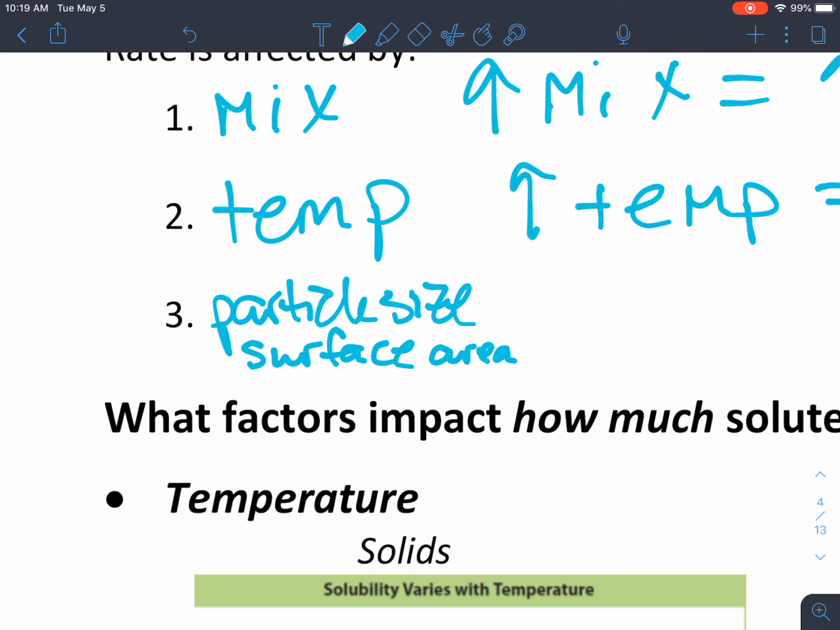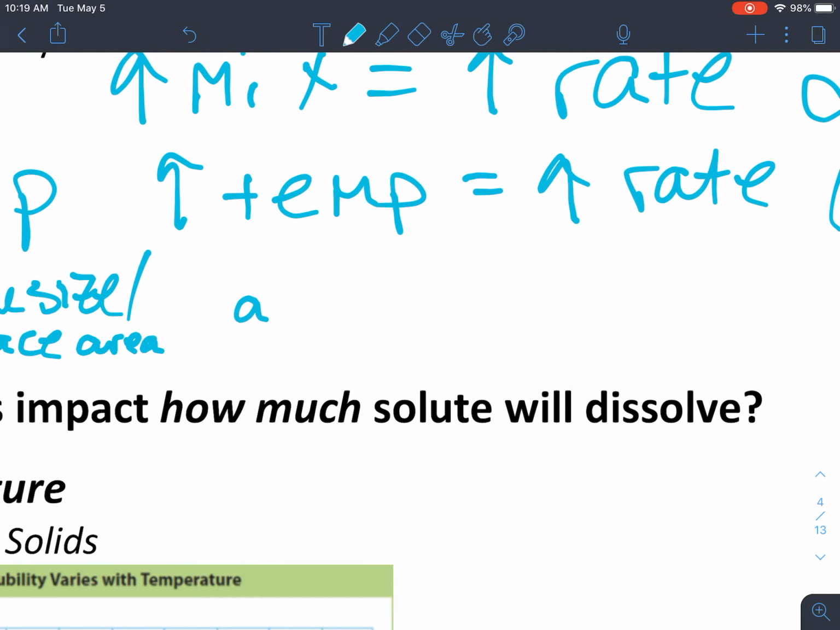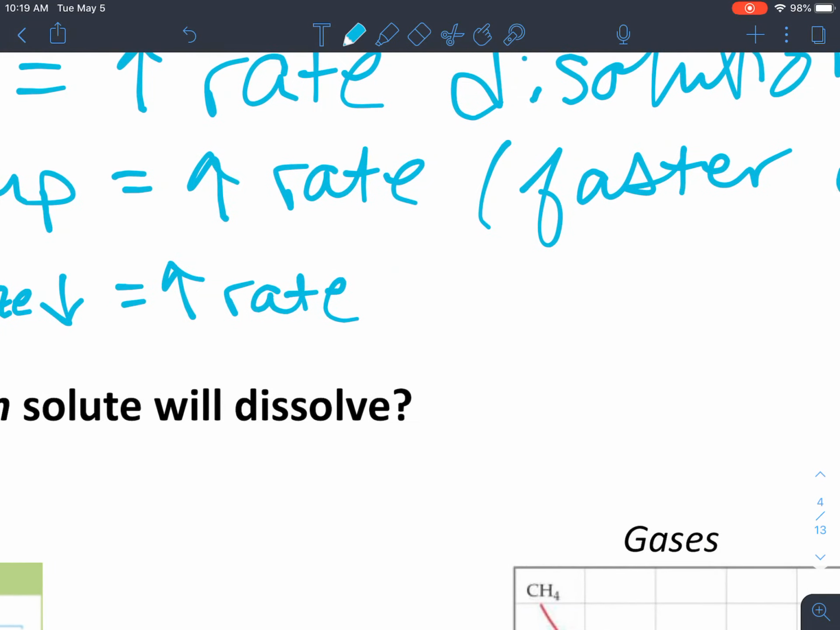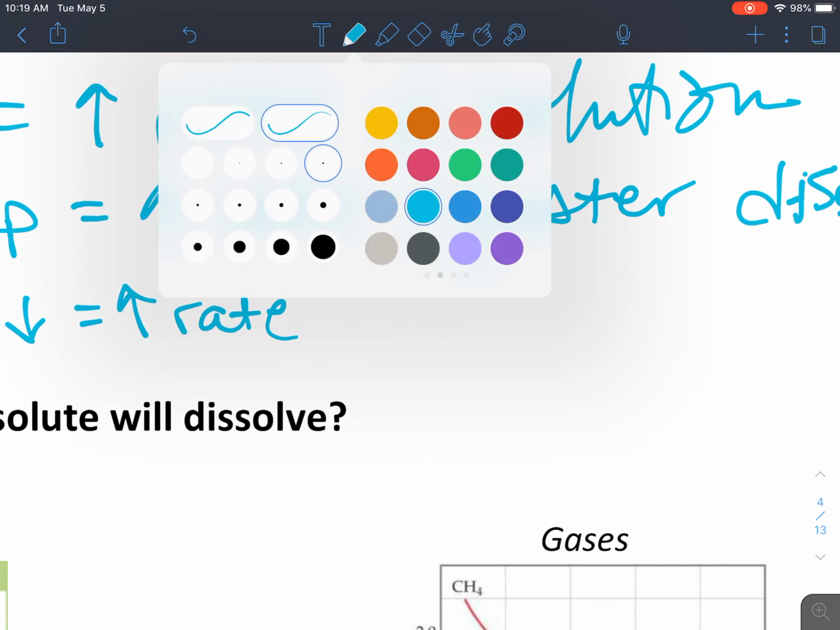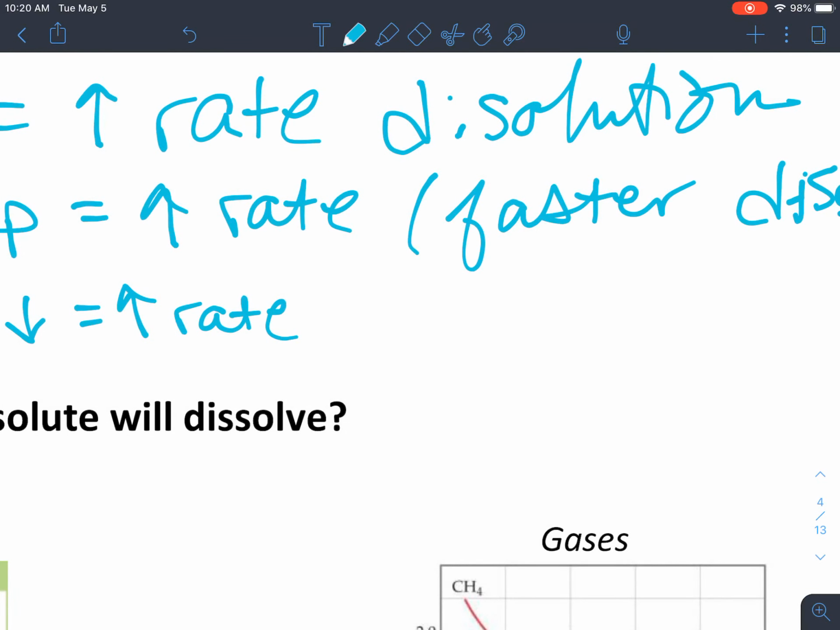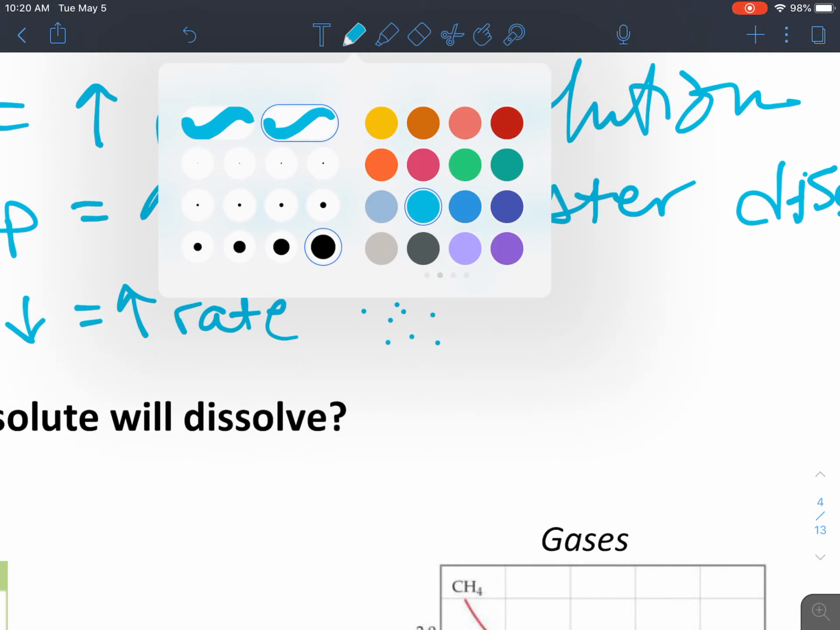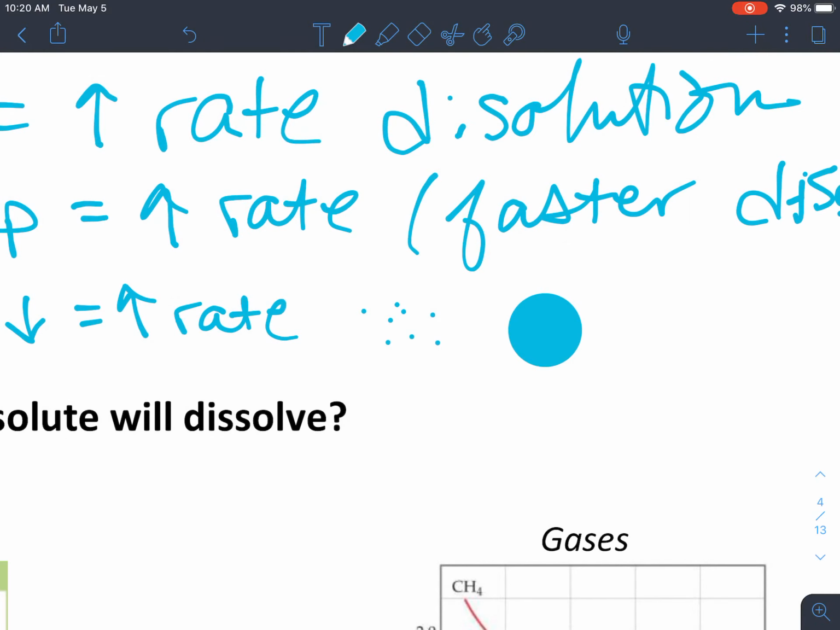So as size decreases, that equals an increase in how quickly it will dissolve. So the smaller the piece of salt, the more quickly it dissolves. And I want you to think about why. So I'm just going to draw some small pieces of salt or sugar here, however you want to think about it. And then I'm going to draw one big chunk.